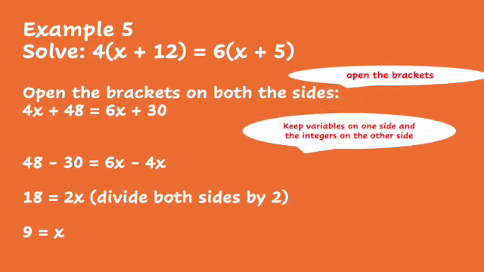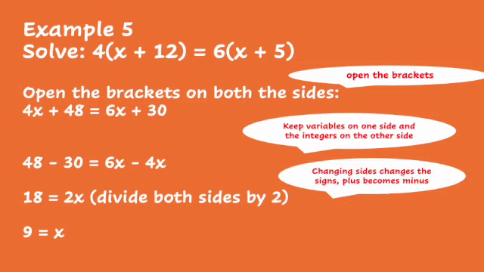Now the next step is to keep the variables on one side and integers on the other side. So we rewrite the equation. We write it as 48 minus 30 equal to 6x minus 4x. You can see here 30 becomes negative because it's changing side. Whenever it changes side, we change the sign also. In the same way 4x becomes negative when it goes to the other side. So we can conclude here changing side changes the signs also. Plus becomes minus. When we solve it further, we get 18 equal to 2x.